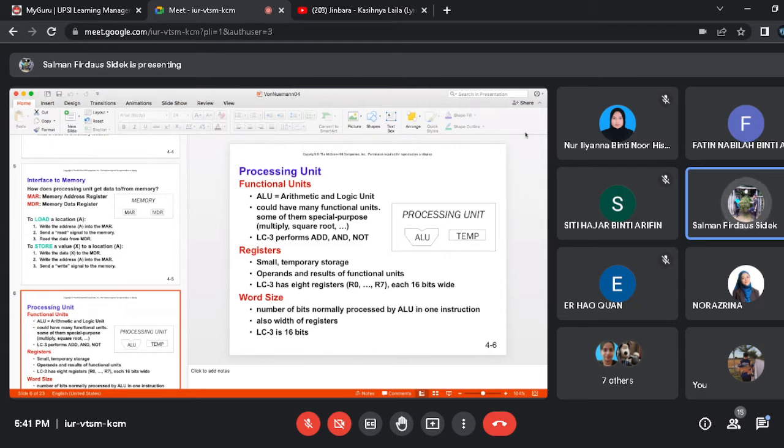For temporary, okay, what is temporary? Temporary is a small and temporary storage. It is very small. It is not as big as memory or RAM. It's just very small storage, and it will keep the data just for a short time. And what is the type of data that will be kept in the temporary? So there are two types of data. The first one is operand and the result.